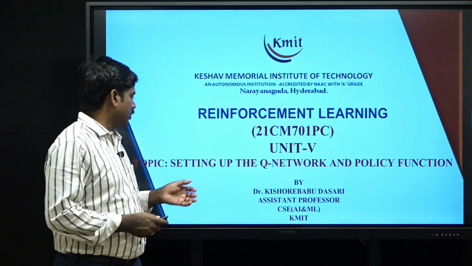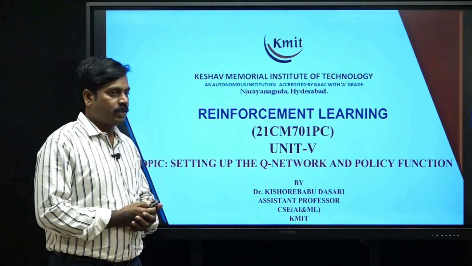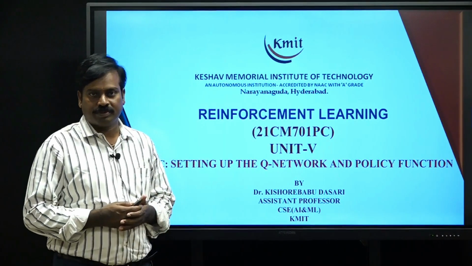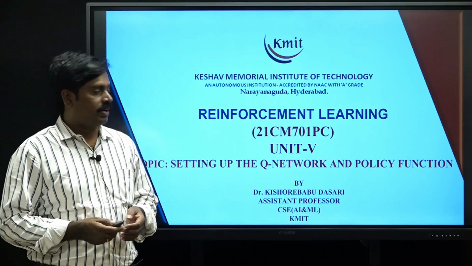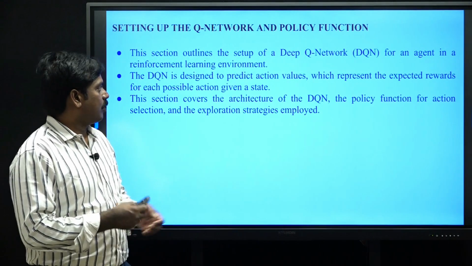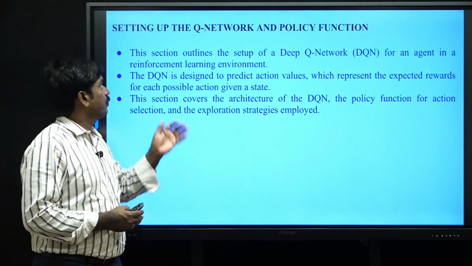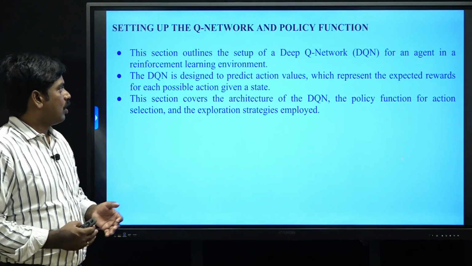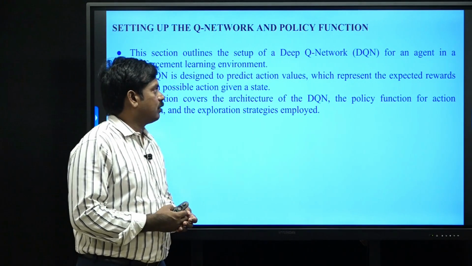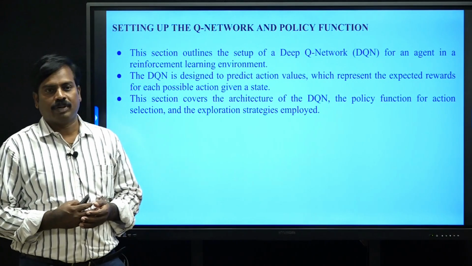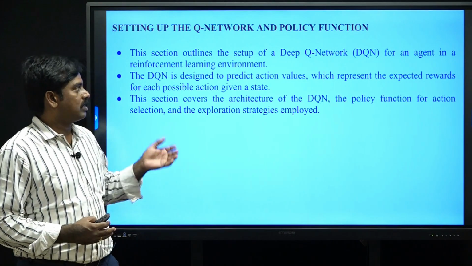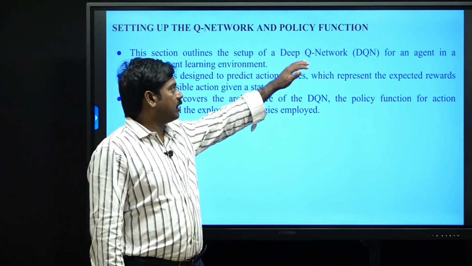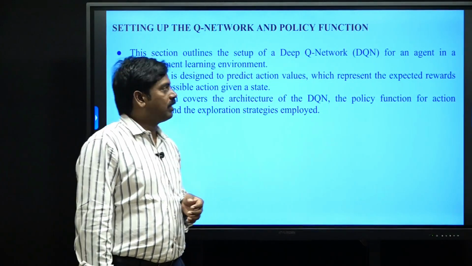This topic is setting up the Q network and policy function for the Super Mario game, from the curiosity exploration point of view. The Q network is implemented using a deep neural network, so it's called the deep Q network.